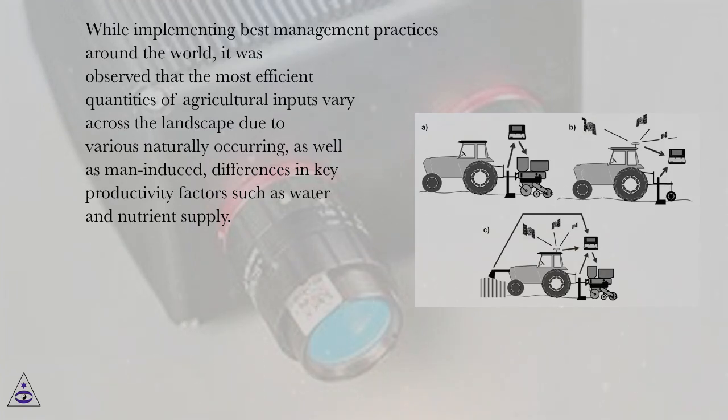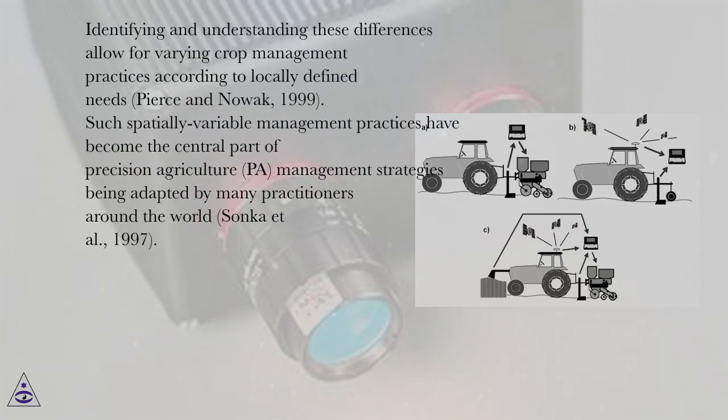While implementing best management practices around the world, it was observed that the most efficient quantities of agricultural inputs vary across the landscape due to various naturally occurring, as well as man-induced, differences in key productivity factors such as water and nutrient supply. Identifying and understanding these differences allow for varying crop management practices according to locally defined needs. Pierce and Nowak, 1999. Such spatially variable management practices have become the central part of precision agriculture, PA, management strategies being adapted by many practitioners around the world.